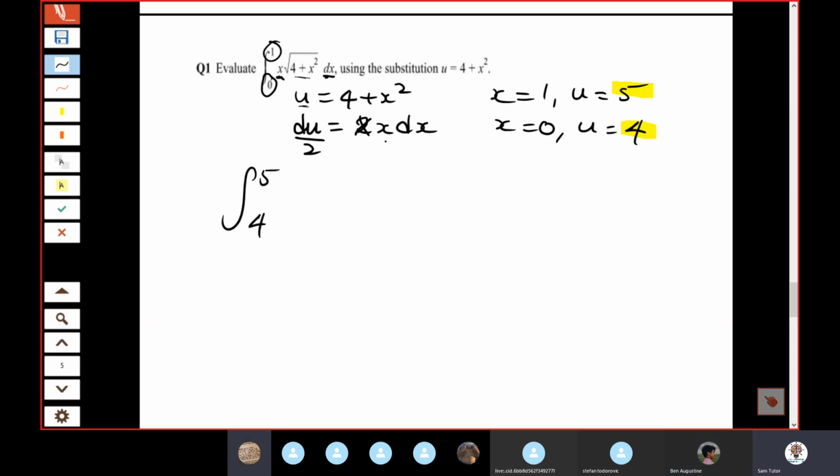Let's have a look at it again. x dx gets replaced for du on 2. Du on 2. And then this becomes the square root of 4 plus x squared, which is u. Next line. What am I going to do with this over 2 here?